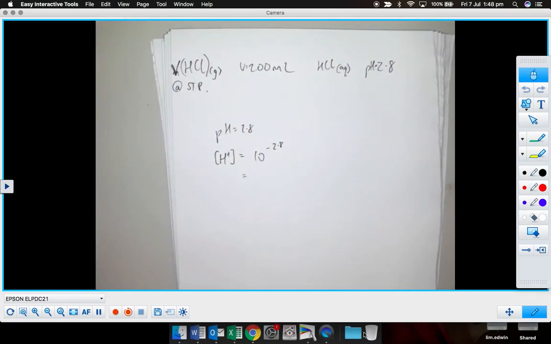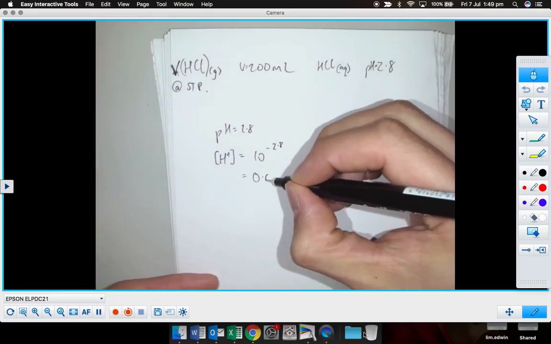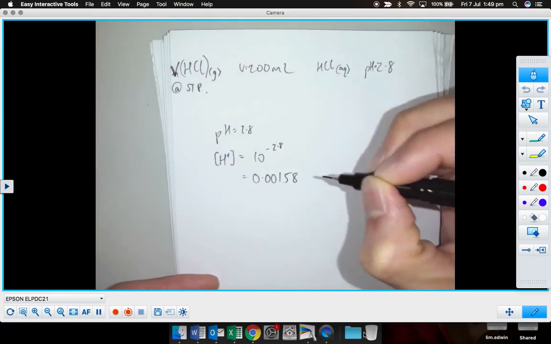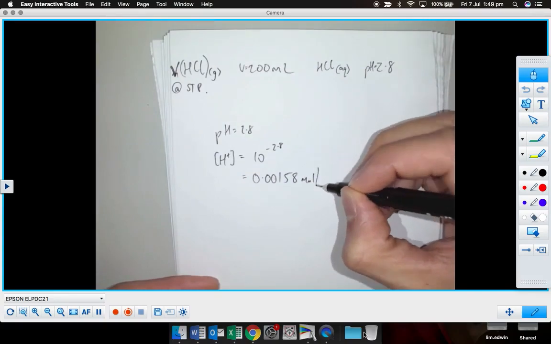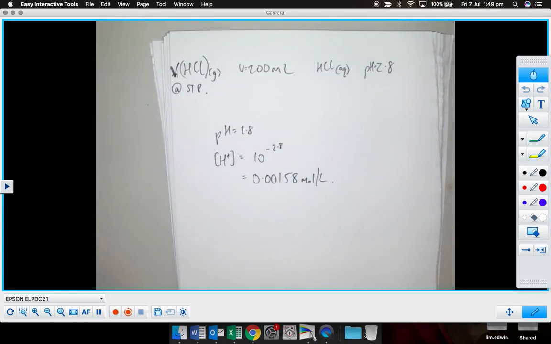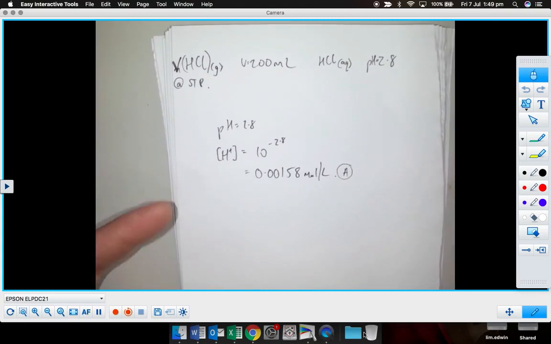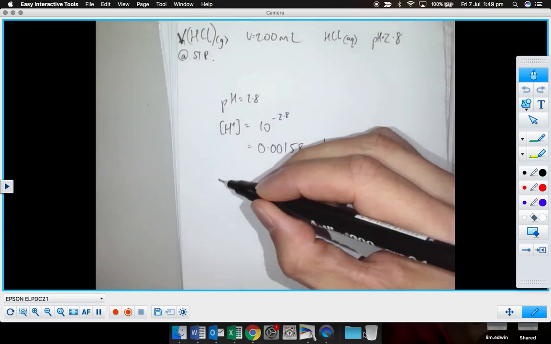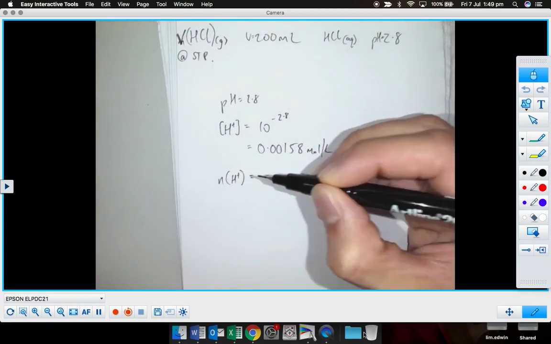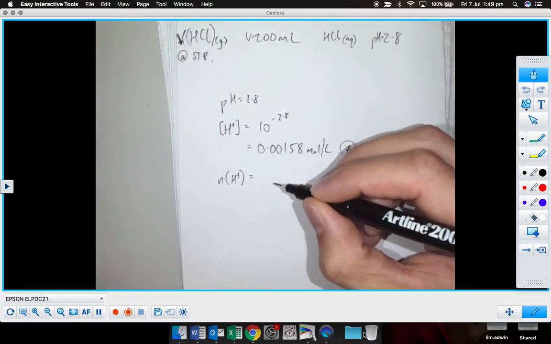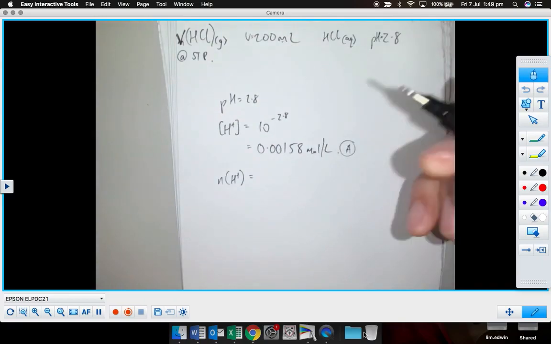10 to the power of negative 2.8 is 0.00158. I'm going to store that in my calculator as A. Right, so that's the concentration. Now I need to work out the number of moles of H plus I would need, because I'm going to make 200 ml of this solution.